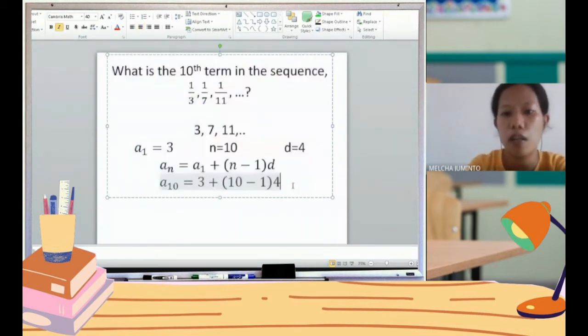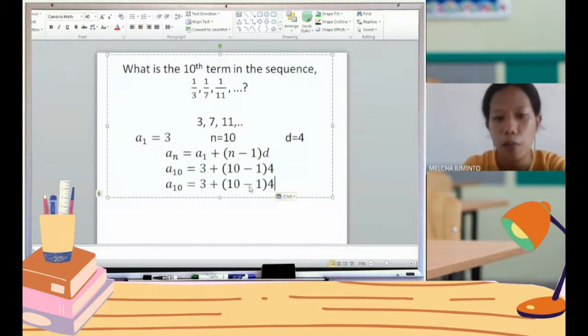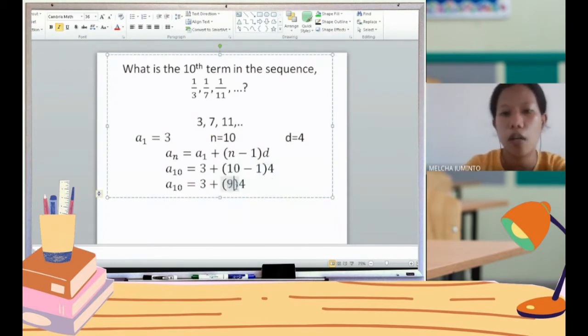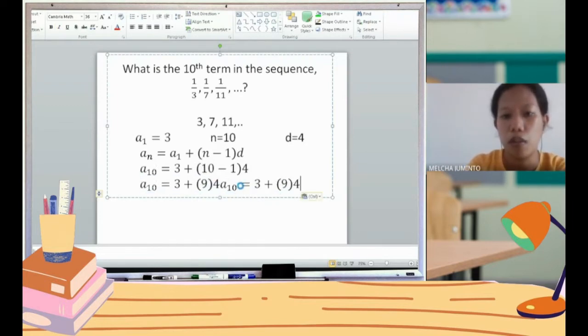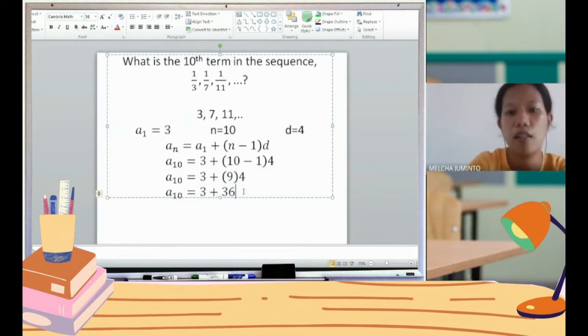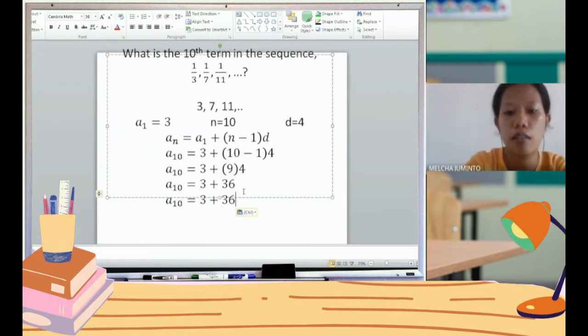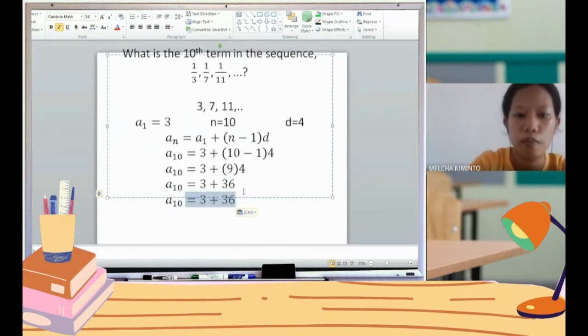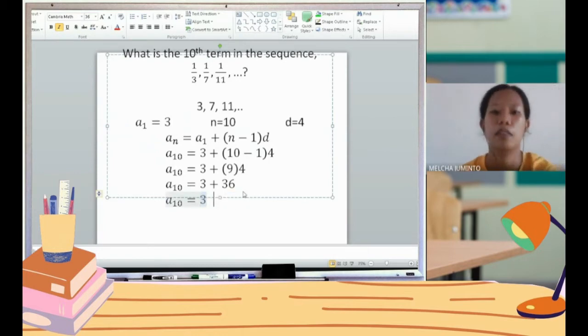So with this, we can now continue solving the equation by following the order of operations. We first subtract 10 minus 1, which is equivalent to 9. And then next step, we apply multiplication. 9 times 4 is equal to 36. And then finally, we need to add 3 plus 36, which is equal to 39. So we have the answer.